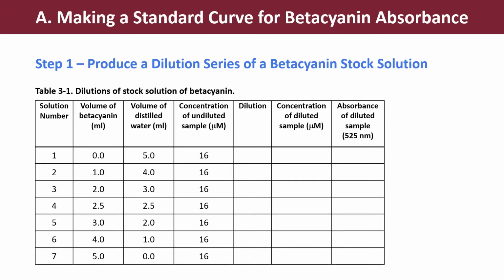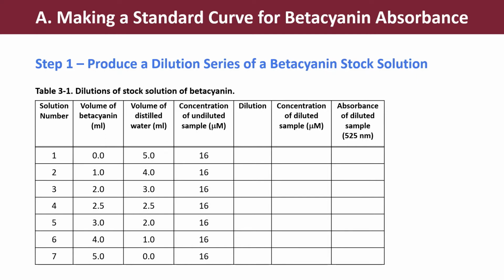We're now moving on to part A of the experiment, where we're going to make something called a standard curve of absorbance for our pigment. All pigments are a little bit different, right? They're going to absorb at different wavelengths, and they're going to absorb different amounts. So what we need to do is characterize exactly how this pigment absorbs light so that we can make it useful for the later parts of the experiment.